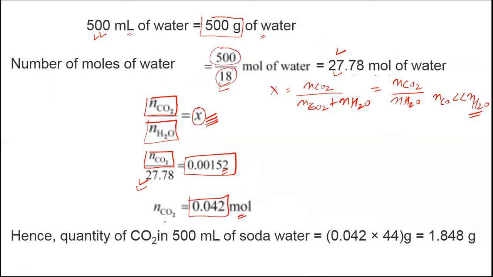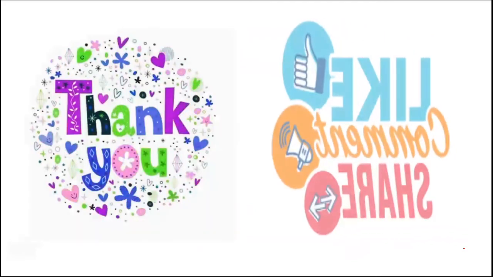So the quantity of CO2 in 500 ml of soda water is 0.042, the number of moles of CO2, into 44. 44 is the molar mass of CO2. The net value comes to be 1.848 gram. Okay, I hope you are able to understand this numerical.